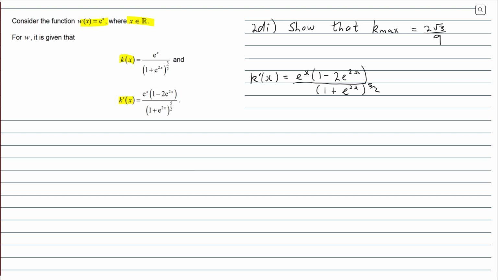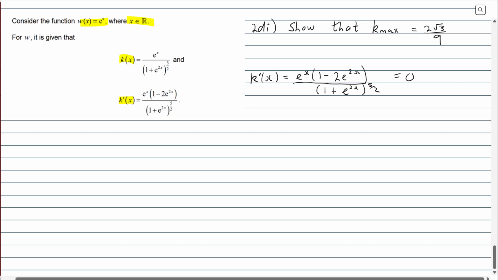Question 2D. So we've got these functions here, w of x is equal to e to the x, and we're given the functions now for k of x and k dash of x. And for part one, we need to show that k max is equal to 2 root 3 over 9. So it's the same process as before. We take the derivative, which we're given, and just set it equal to 0.